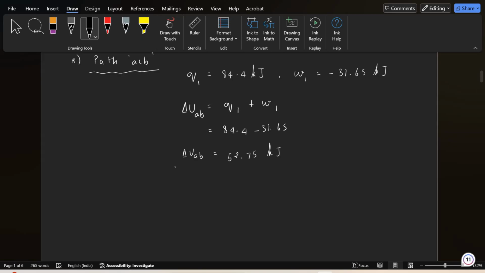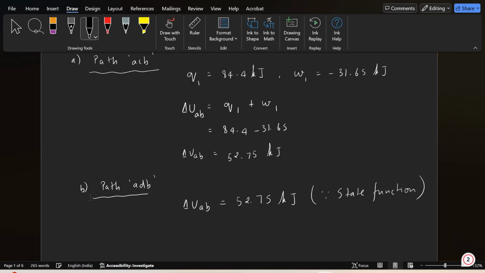Now we'll go to the second path, path ADB. Since internal energy is a state function, the delta U AB, irrespective of the path, will still remain the same. Because it's a state function, it doesn't matter whichever path it goes by, it just depends on the initial and final position.